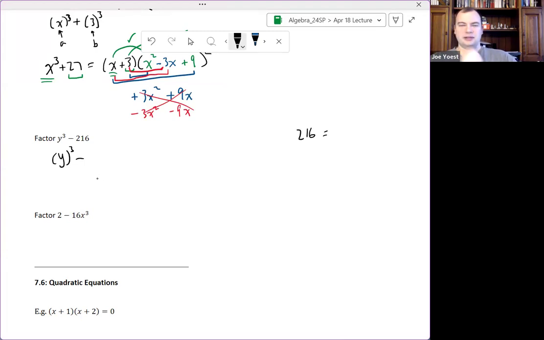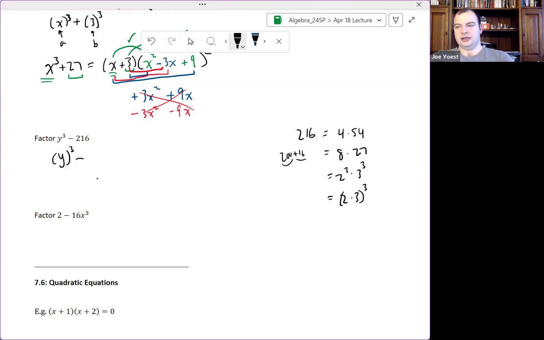And well, I think I'm going to get a factor of 4 out of that, right? This is 200 plus 16. So it'd be 4 times 50 plus 4 times 4. And 54 is actually 2 times 27. This is 8 times 27, or this is 2 cubed times 3 cubed. Or if we think way back to our exponent properties, this is 2 times 3 all cubed.